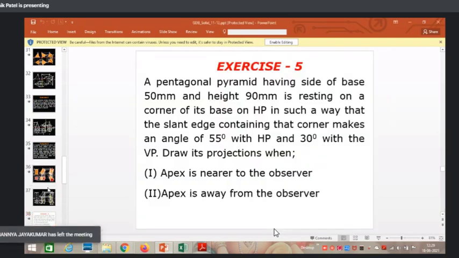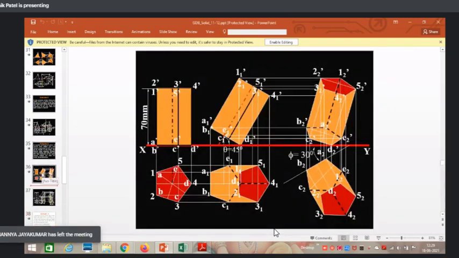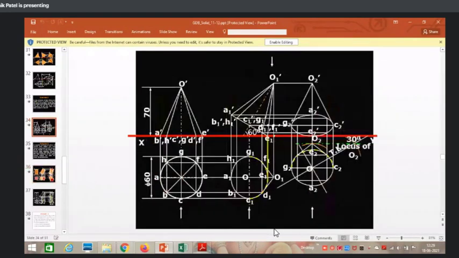So it is a very important problem. So what will you do today? After finishing these lectures, once your lecture is finished, this problem you will solve in your sketchbook. Now next problem.